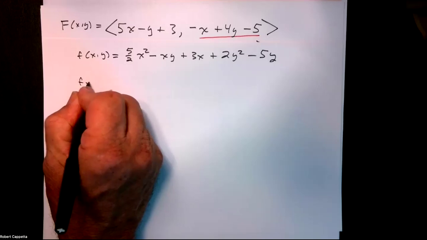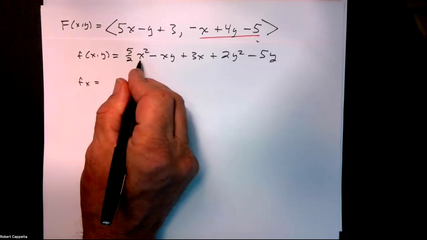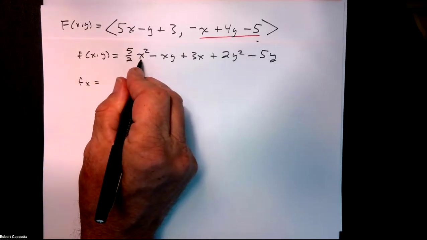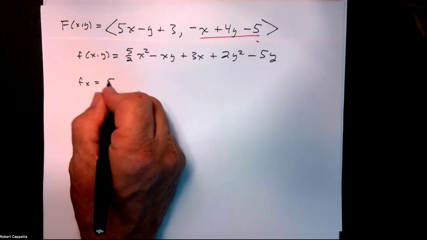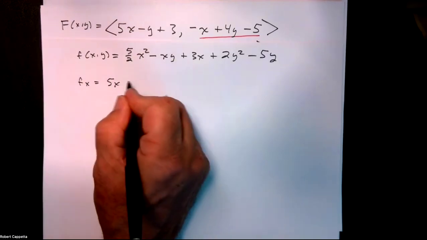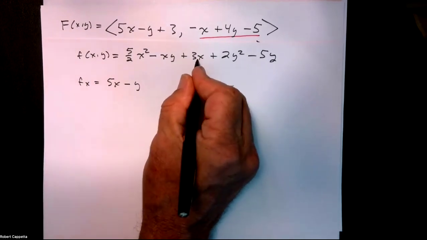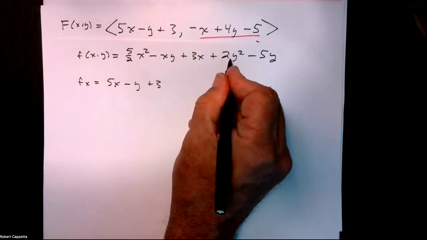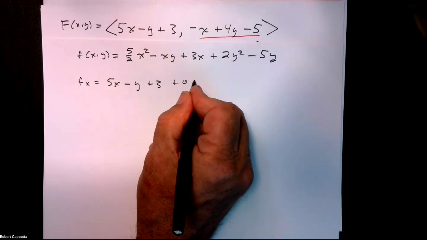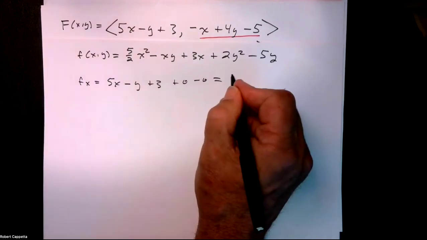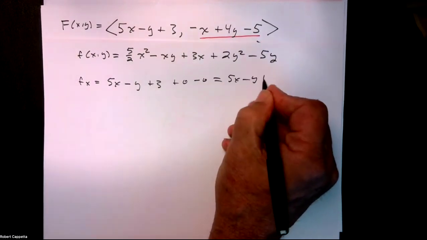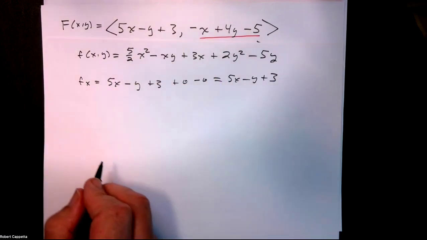Little f sub x: 5 halves times 2x, which would be 5x, with respect to x, minus y, with respect to x, plus 3, with respect to x, and the last term is 0. So we get 5x minus y plus 3. That matches in the first slot.